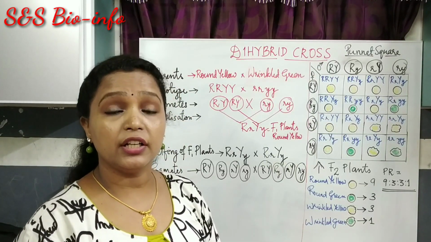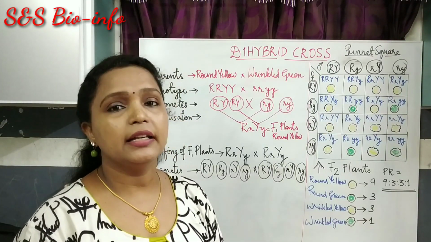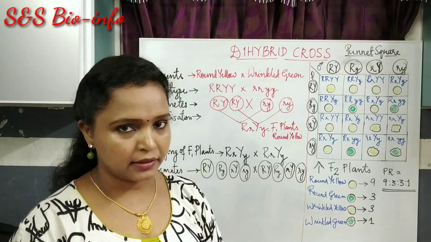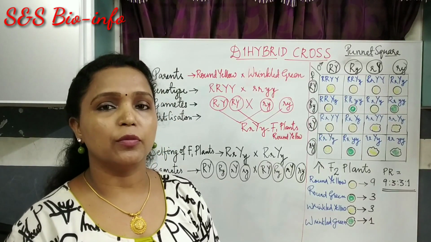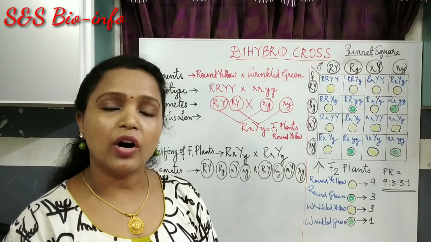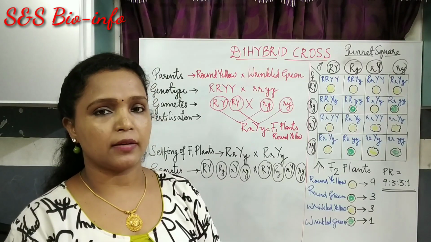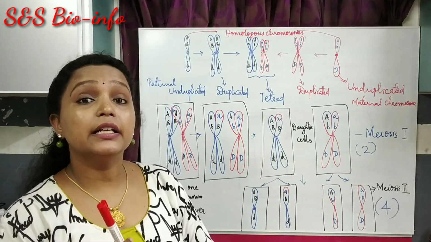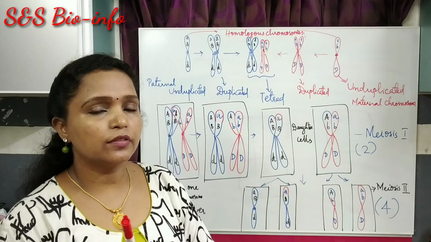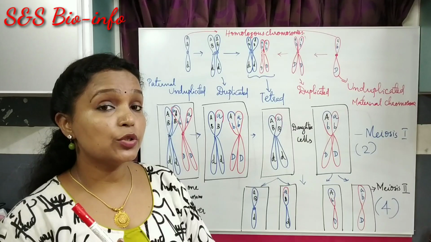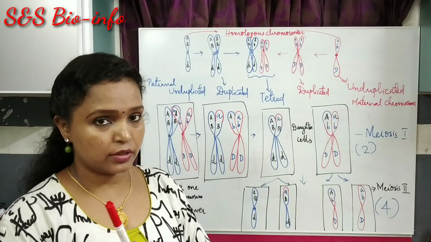But there is no blending or mixing of traits or characters, because alleles assort independently at the time of gamete formation. So gametes receive only one allele from each pair. I have told you that alleles segregate independently at the time of gamete formation. Let's know more about what happens to alleles at the time of meiosis.